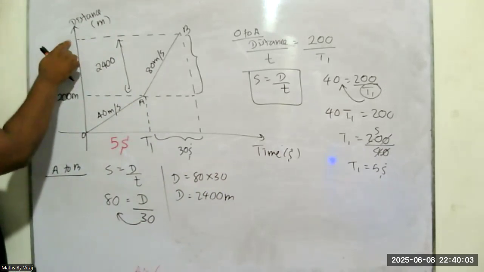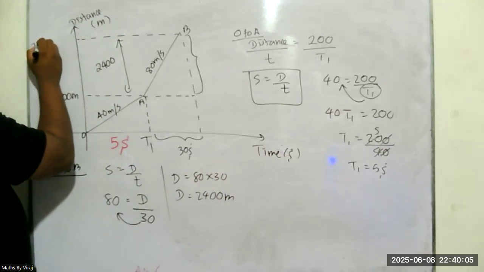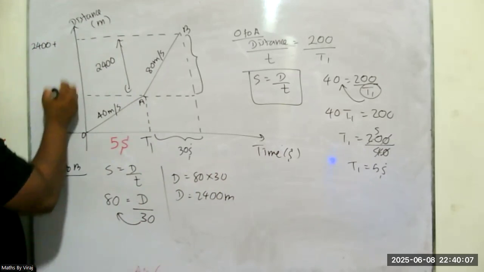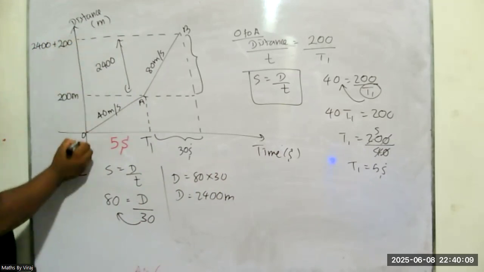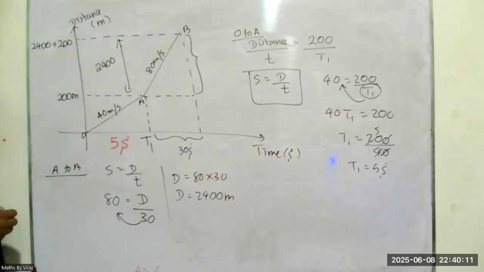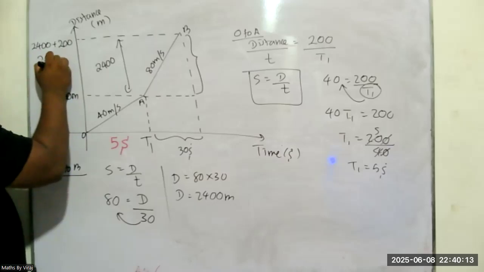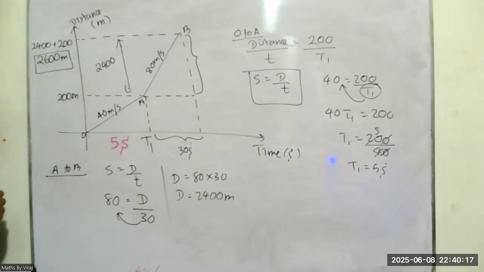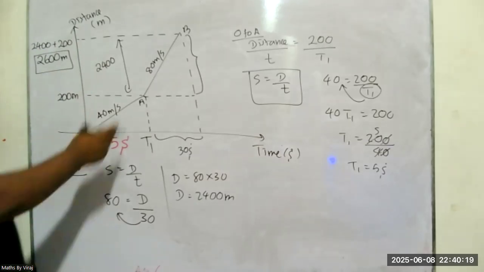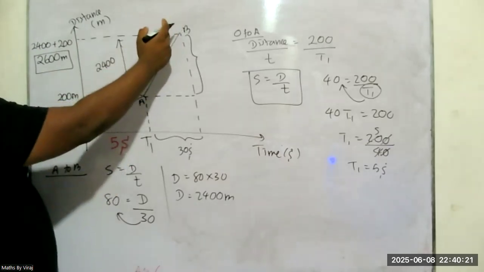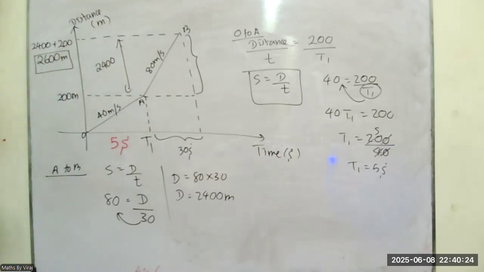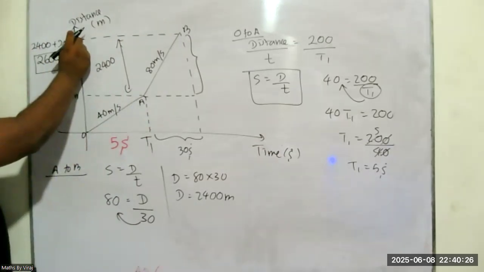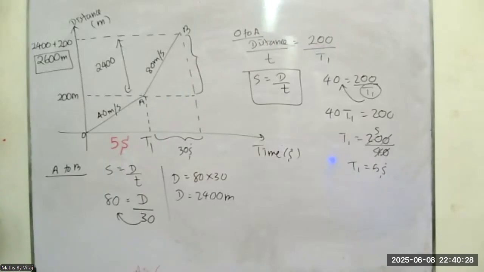What is the distance that I will write here? 2400 plus 200, because from 0 we are calculating, yes or no? This is a distance of 2600 meters. Am I clear? Because from here to here, the distance is 2400, but from the start, it has moved a total distance of 2600 meters. Am I clear?